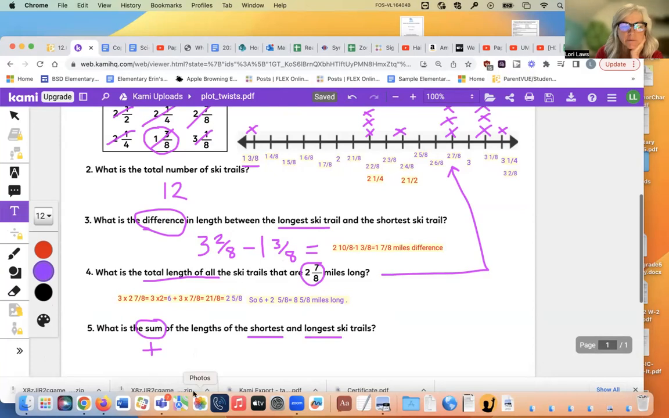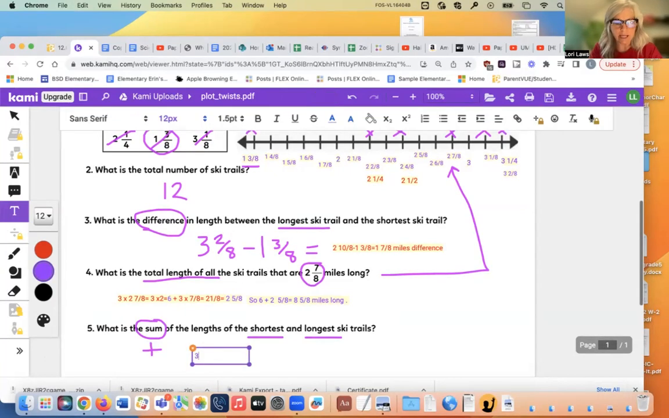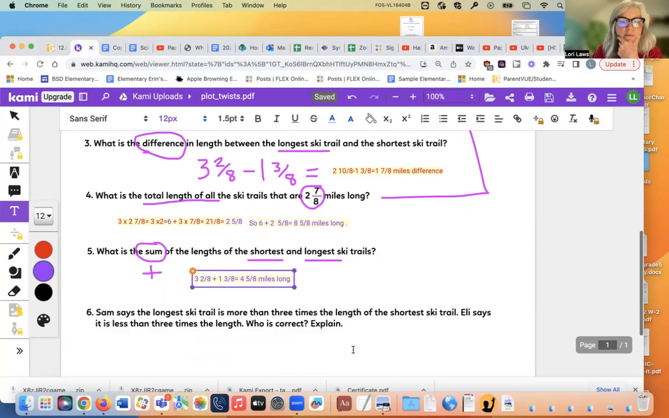So we're going to take 3 2/8, which is the longest, right, plus the shortest. The shortest trail was only 1 3/8 miles long. So the 3 and the 1 make 4, and the 2/8 and the 3/8 make 5/8. 4 and 5/8 miles long. Okay, the shortest and the longest. If you ski the shortest one and the longest one, you're going to be in good shape.